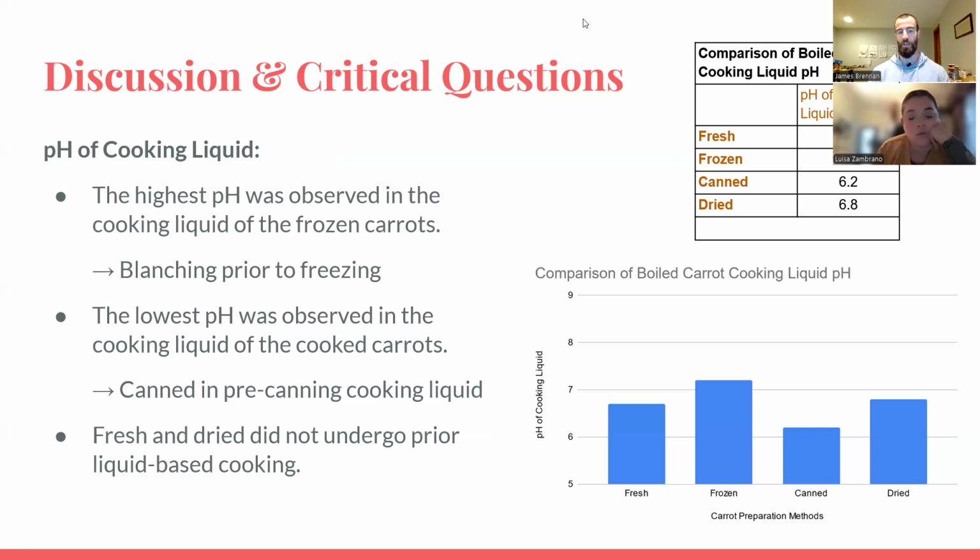The fresh and the dried did not undergo a prior liquid-based cooking, so therefore they did not lose acid from that pre-packaging type cooking. The dried may have lost a little bit during the dehydration process while the water is being pulled out of it. That evaporation process is going to be pulling water out, and some of the acids will go with it. Hence, the dried having a slightly higher pH than the fresh, but those two are very similar because they did not undergo a water-based cooking prior.